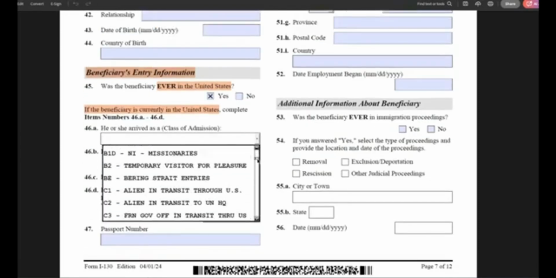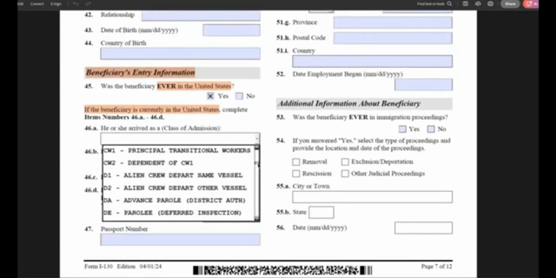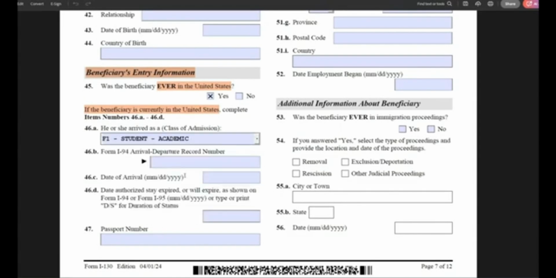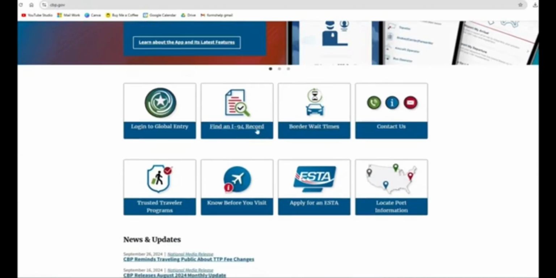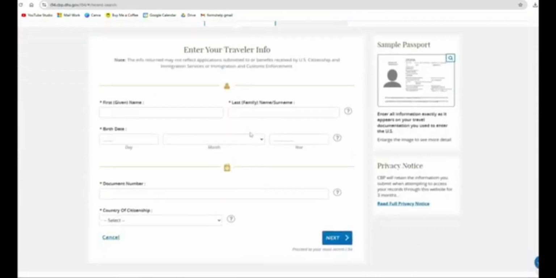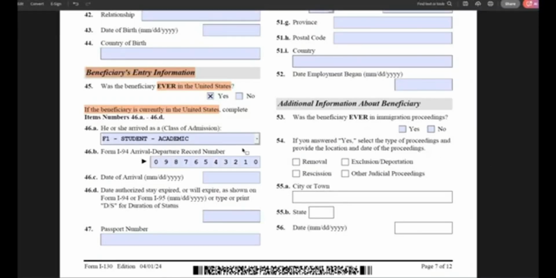First, find the class of admission. So what visa did they arrive on most recently? Let's say, for instance, in our case, Jane arrived as an F1 student. Her I-94 record number, this can be easily located on the cbp.gov website. And you will notice that this form also may not allow you to type in the letters in the section.